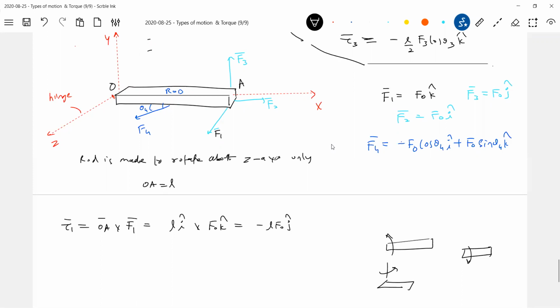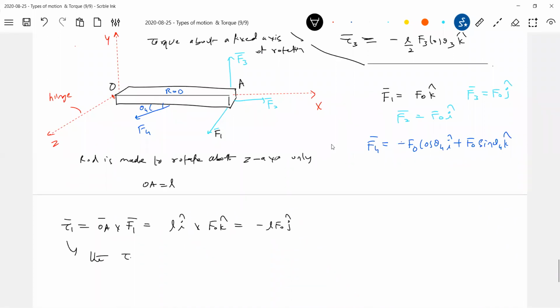So the subheading will be torque about a fixed axis of rotation. And now what shall I say? Torque tau 1 will not set up torque, because the body is not permitted to rotate about the y-axis here. Though it is acting, the hinge will not permit the rod to rotate about the y-axis here. So shall we put it like this? The torque tau 1 will be nullified by the hinge.